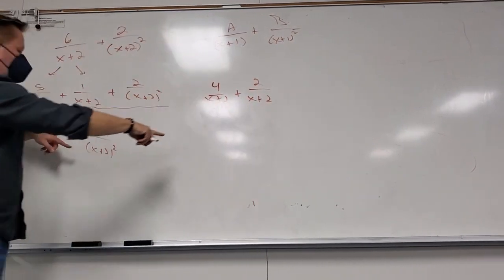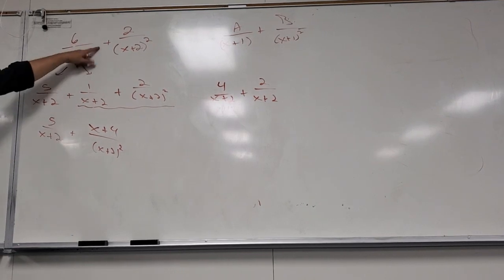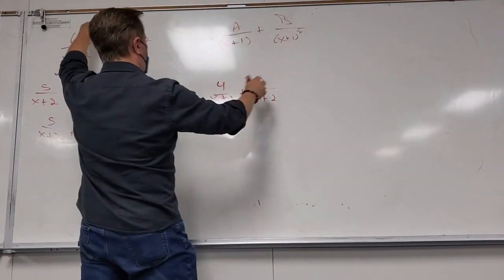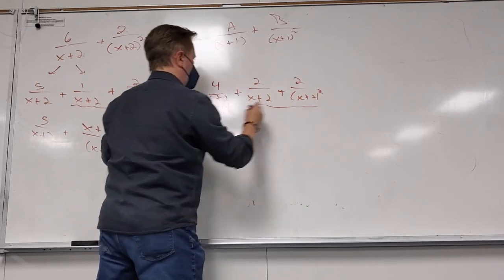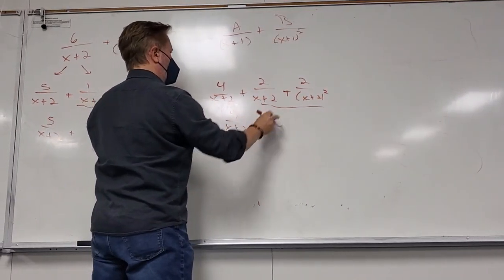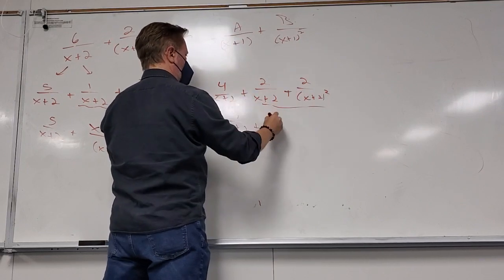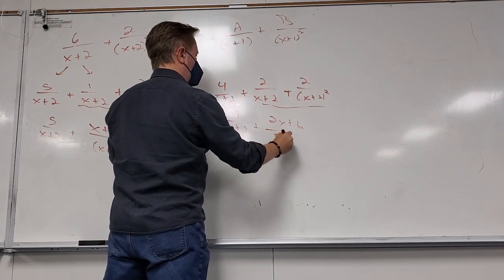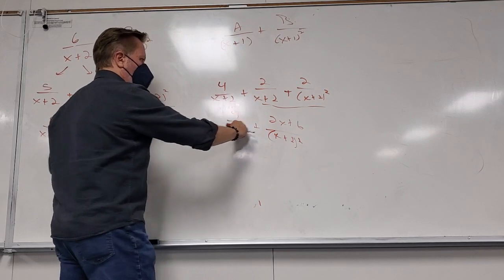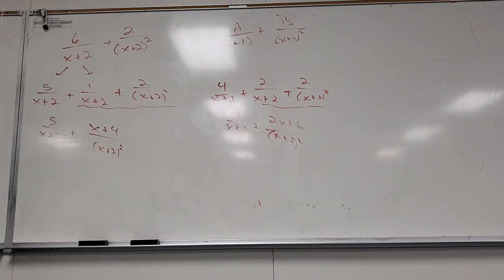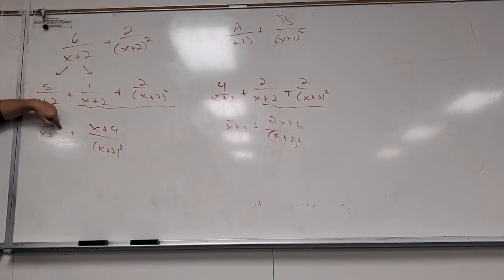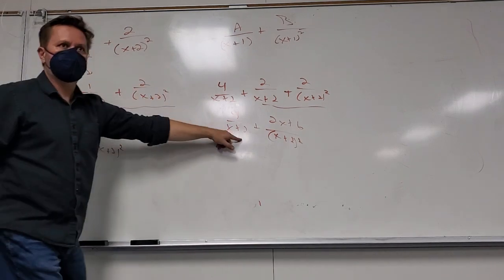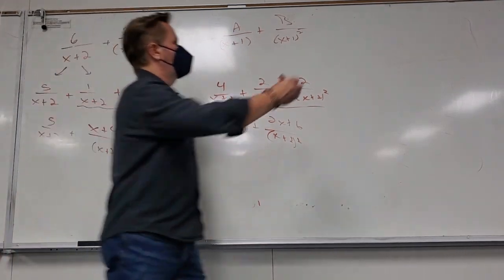These are all equivalent statements, correct? This is equivalent to that. This is equivalent to that. What do I get when I combine these two now? I get 2x plus 4 plus 2, which is 2x plus 6. Another A, another B, another C. Are you with me? That's equivalent to this, and that's equivalent to this.